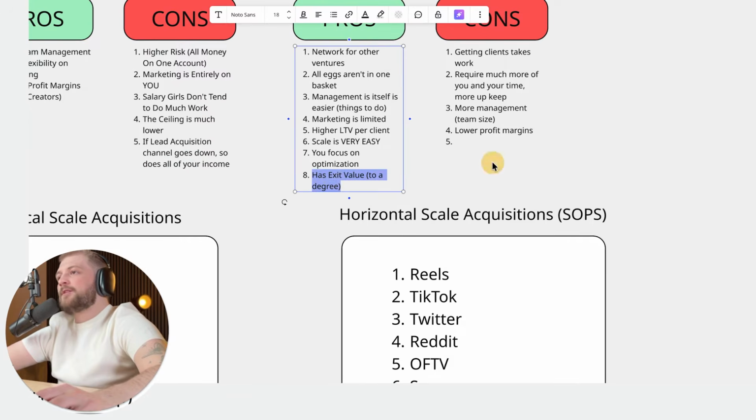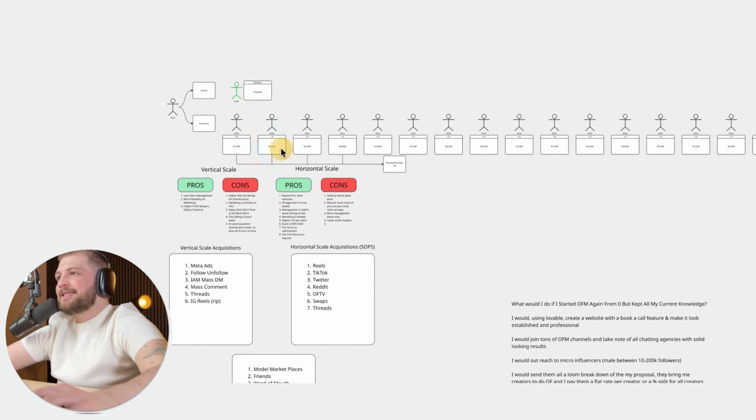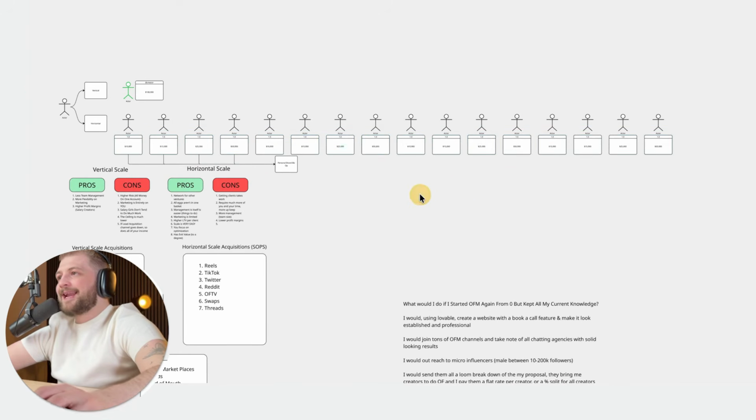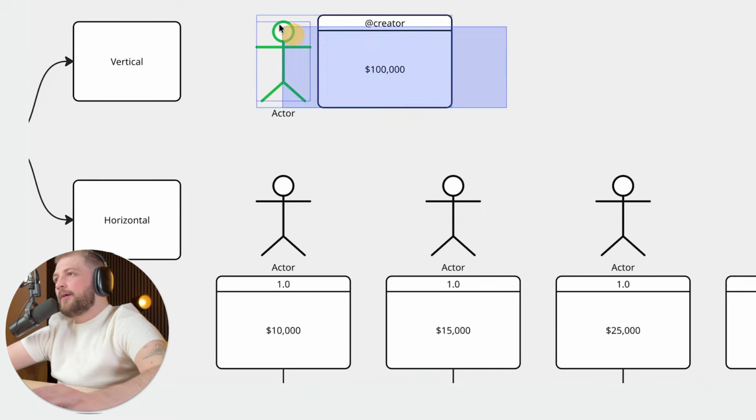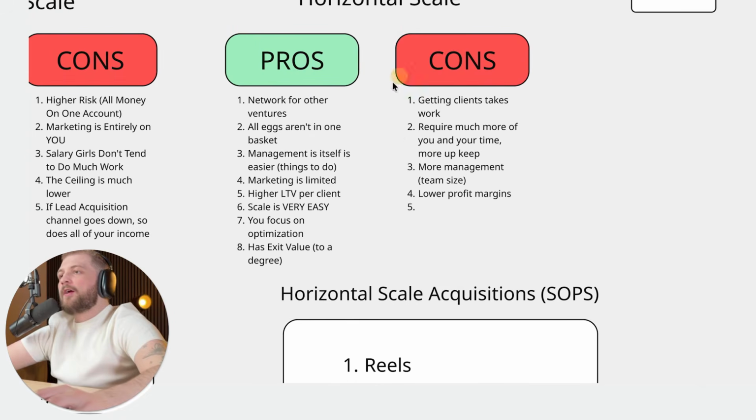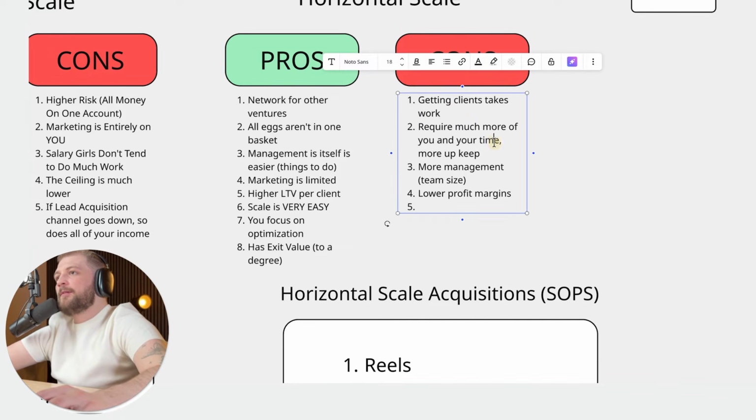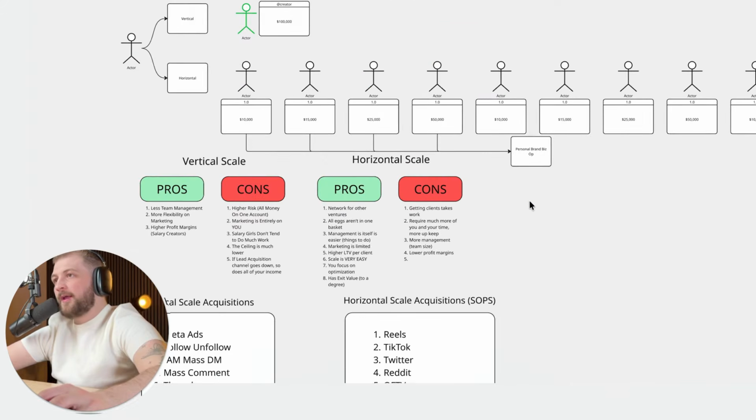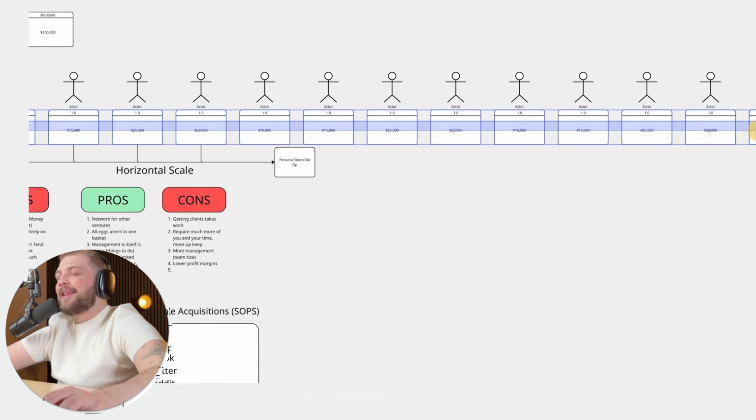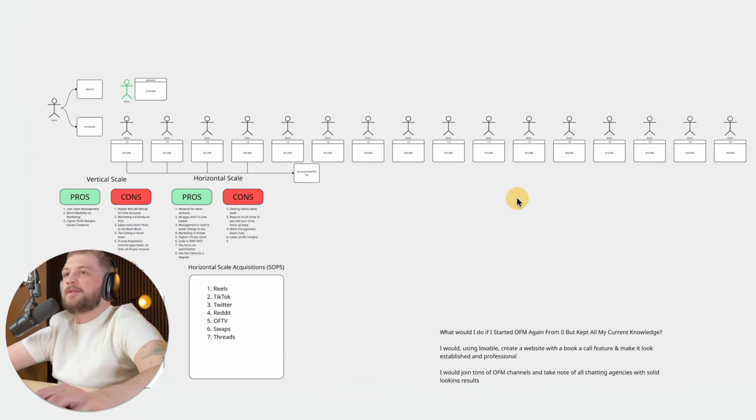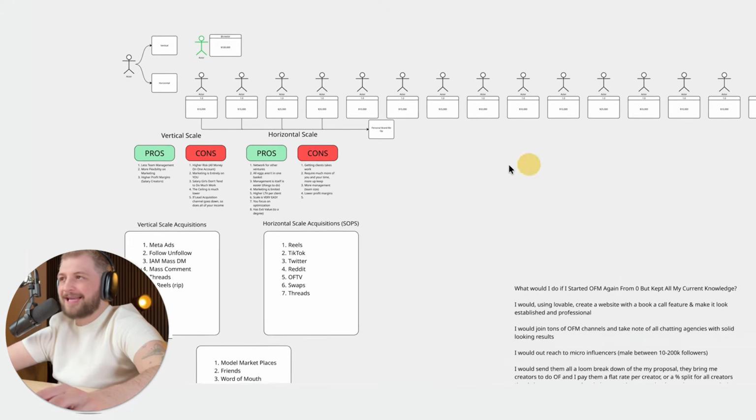Now, this also has exit value. You can exit a company with all of these clients that is not tied to your face, but nobody will buy this. Okay. Now, there are cons. Getting clients does take work. It requires much more of your time for upkeep. Managing this many creators does take a lot of time. Client communications, things that you have to do, small little duty tasks that you have to do.